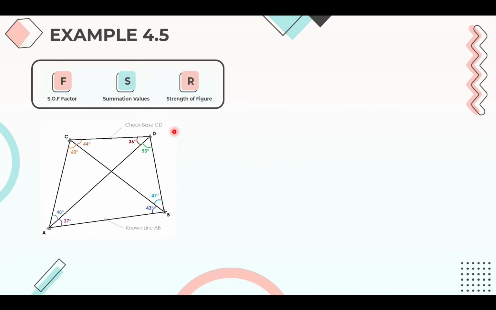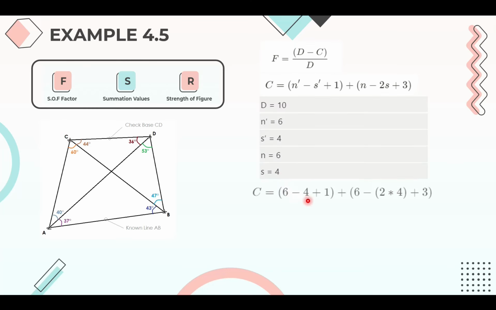Okay, so remember our formula here, right? We just need to count what the value of our D is, the value of our N prime, S prime, and S, so that we will know what the strength of figure factor is, or our F, okay? So we did this shape earlier, right? And we even calculated this earlier, and we got a value of F equal to 0.60. Okay, we solved this earlier. So now we have our strength of figure factor already.